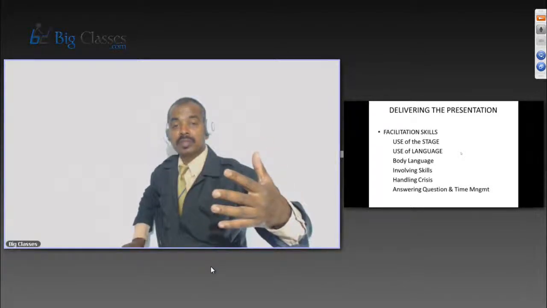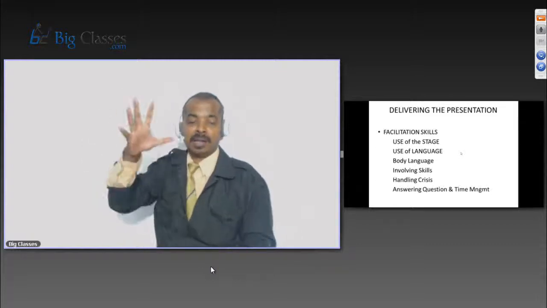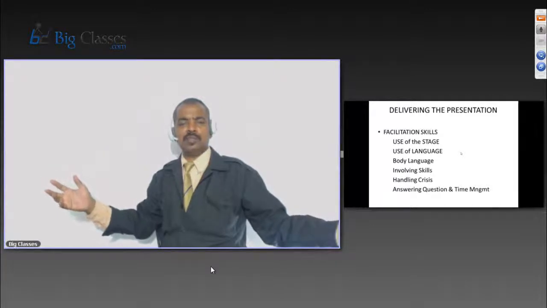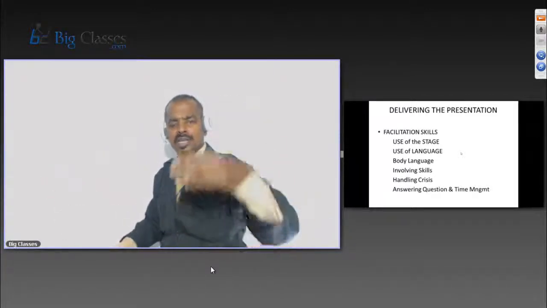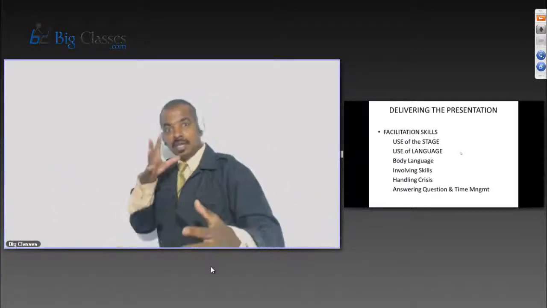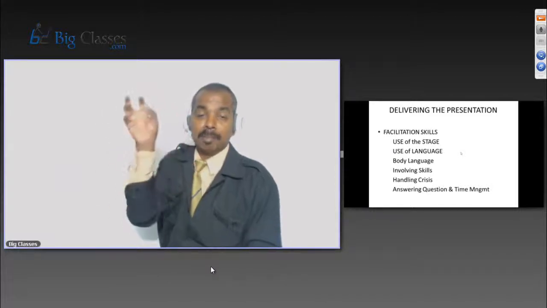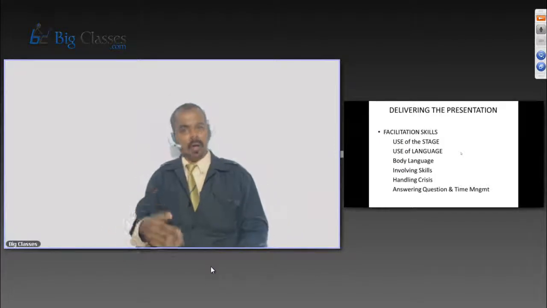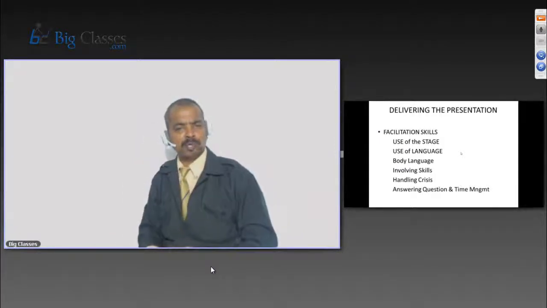Because if you negate, if you object to him, he will fire back with more energy. If he says, I don't agree to this, and you say, how do you not agree? It is a fact. It is necessary. He will fire back. He will come back with more energy. But the moment you agree with him, oh yes, that is a very important point you've mentioned.